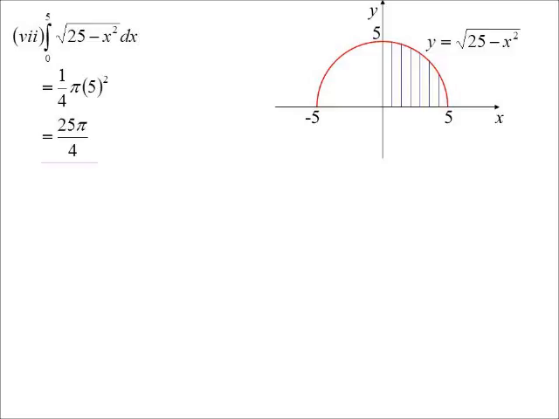And remember what integration is. If you've got a familiar shape, it's easier to use the formulas we already know.